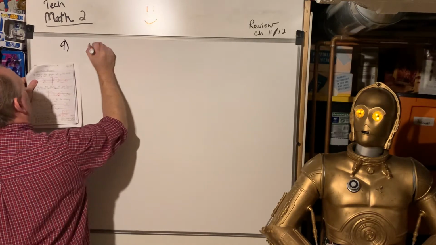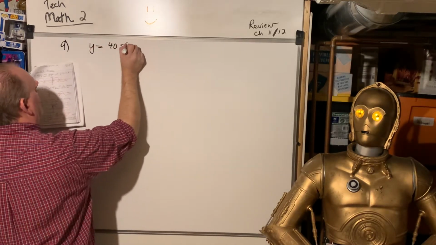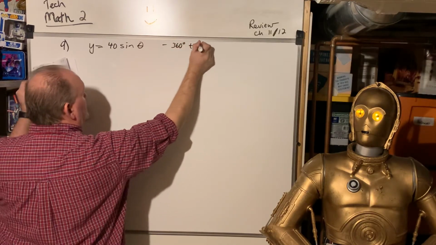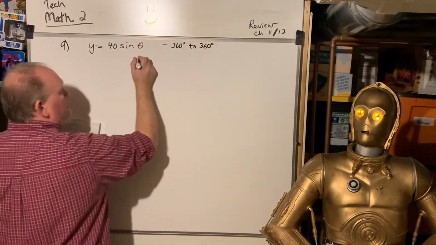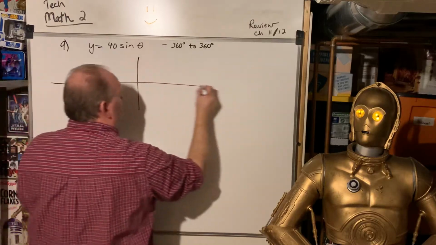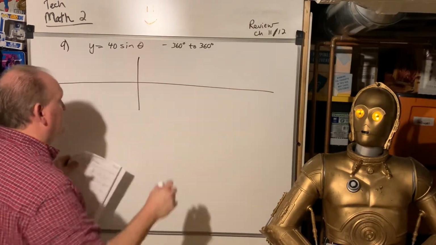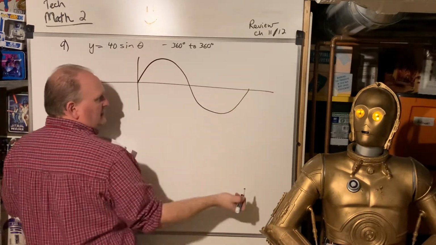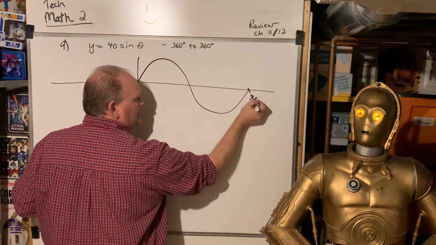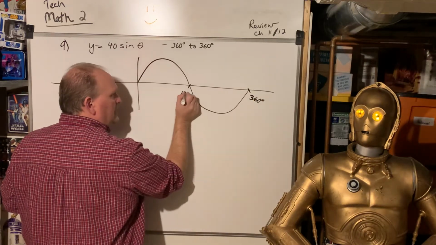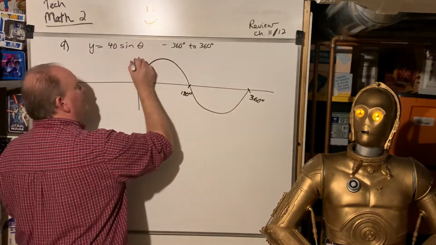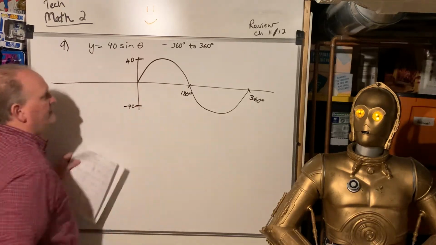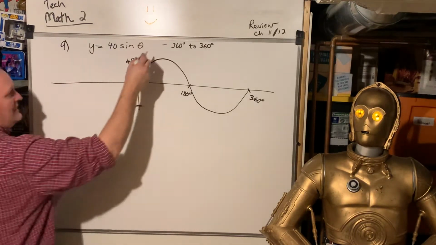Sketch the graph y equals 40 sine theta from -360 to +360. And so they already have the blank graph for you right there. So this part's easy. It's just a regular sine wave. So there's 360. There's 180. The difference is it's going all the way up to 40 and all the way down to -40. And then we have to do the negative part.